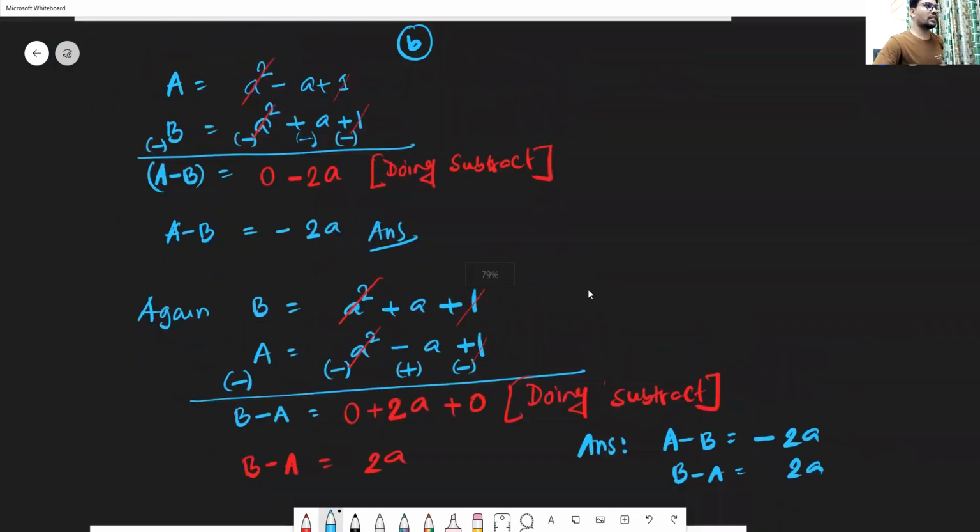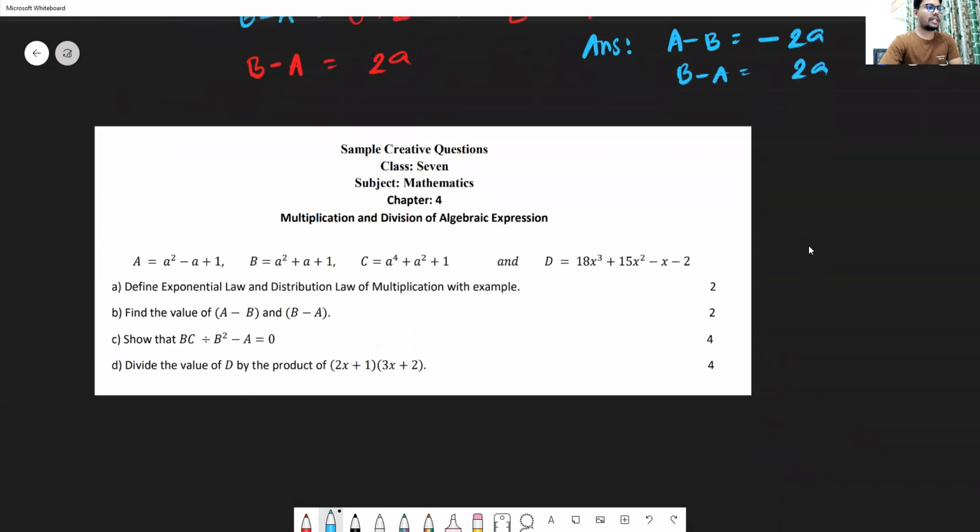There are total 2 marks. If you successfully complete the first part, you will get 1 mark. And if you also complete the second part, there will be 1 plus 1, total 2 marks. Now let's see the next question.